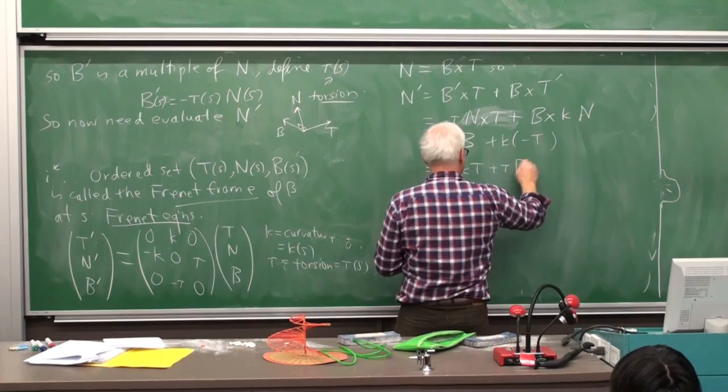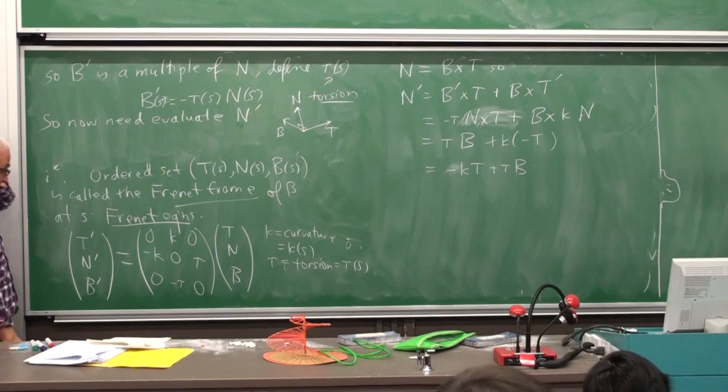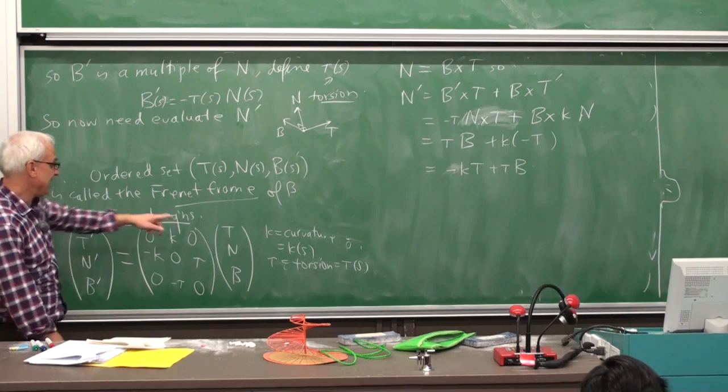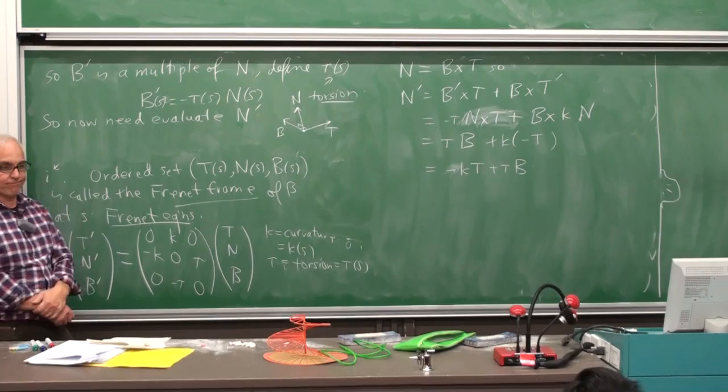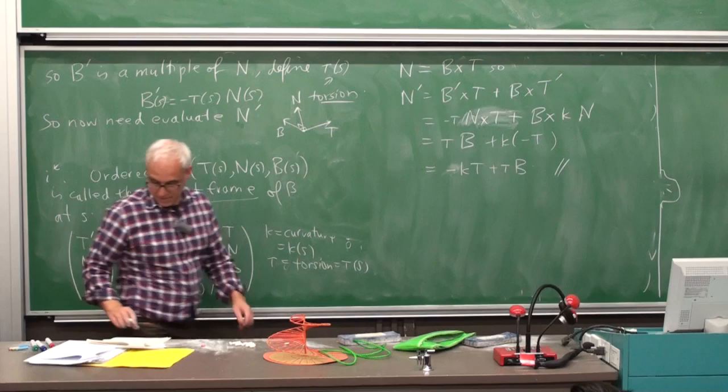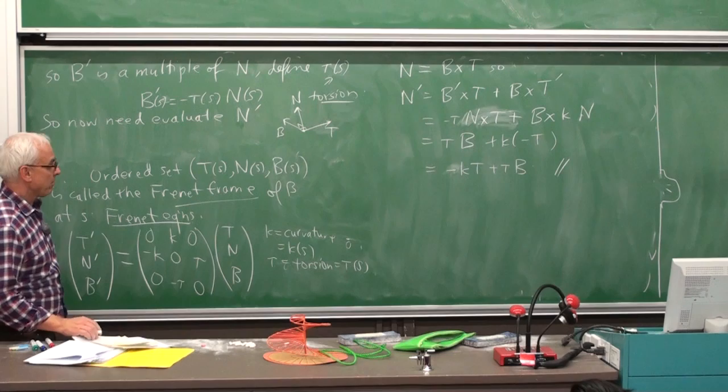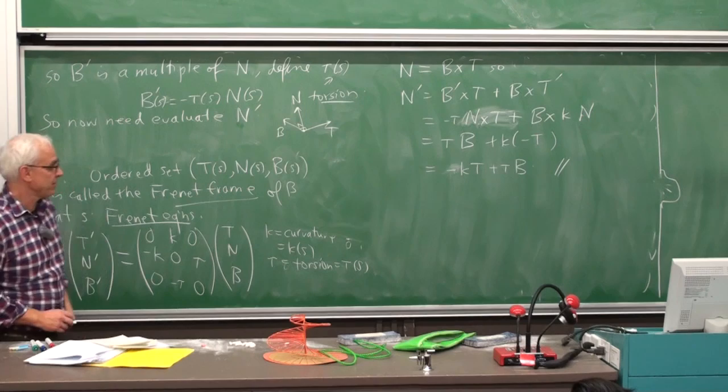And that is our second equation in the Frenet equations that tells us that N prime is minus K times T plus 0 times N plus tau times B. All right, so those are the Frenet equations. I might take a little break, and then I'll come back and do an example just to see how it goes.